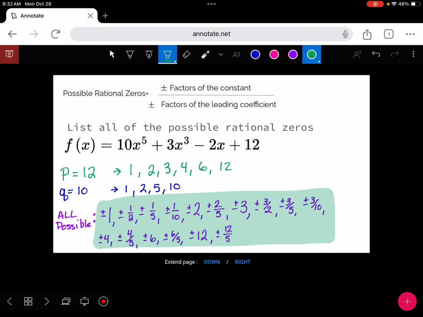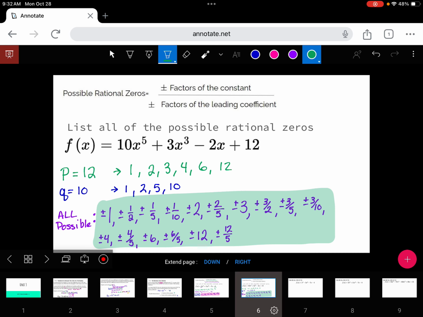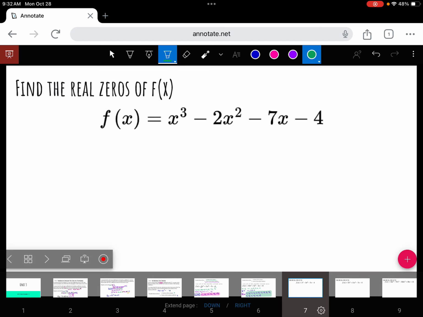Because what we're going to use this for is taking polynomials and trying to find our roots. And so that's what we're going to practice next. I'm going to give us a polynomial and say, find all of the real roots. So we're going to start with this one. So we have x cubed plus 2x squared minus 7x minus 4. And it says to find all of the real zeros of f of x.